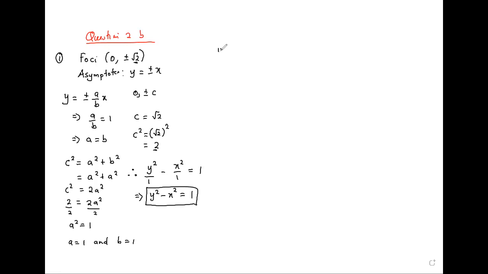Then for 3, we're given the vertices to be plus or minus 3, 0. But we know the vertices are plus or minus a, 0 if it's centered at the origin. So this is telling us that a is equal to 3, so a squared is equal to 9. We know this is on the x-axis, for the vertices to go on the x-axis. So far, we have x squared over 9 minus y squared over, that's what we're looking for now.